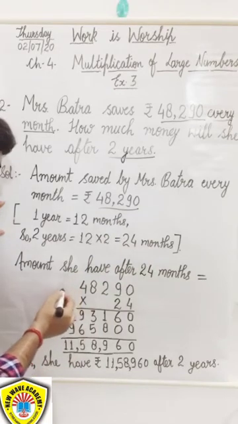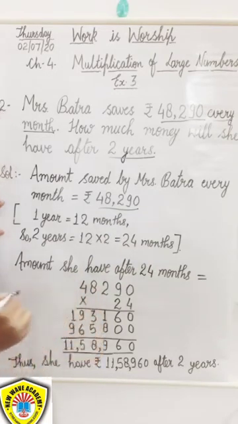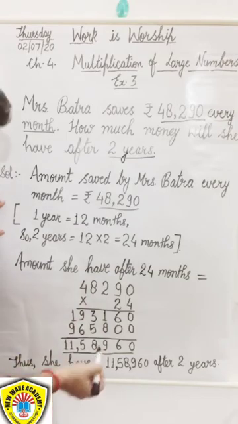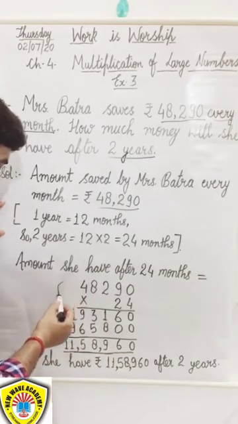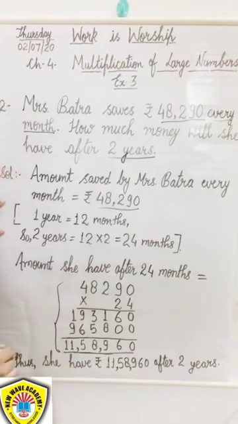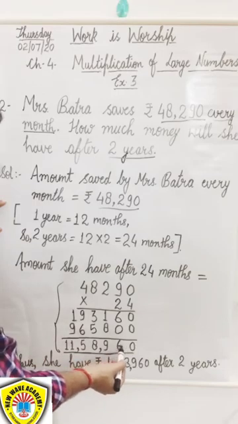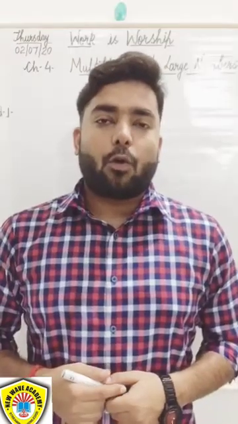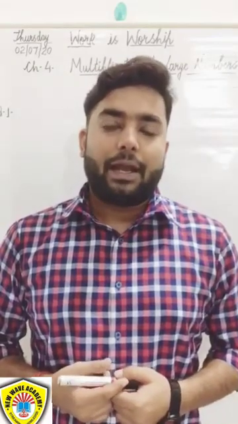Okay. So first of all, we will arrange in vertical column. Okay. Now it is the multiplication of the amount. So after the 2 years, Mrs. Batra has 11,58,960 rupees.